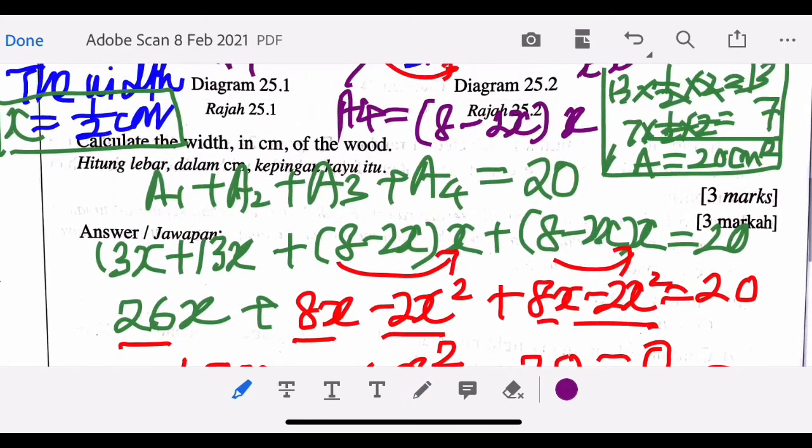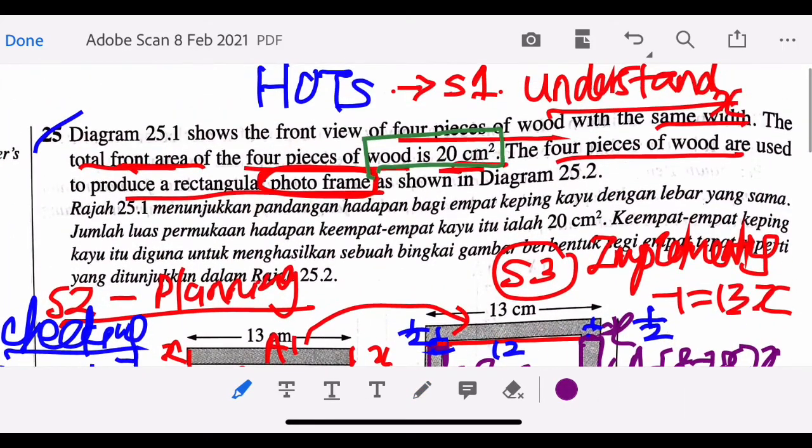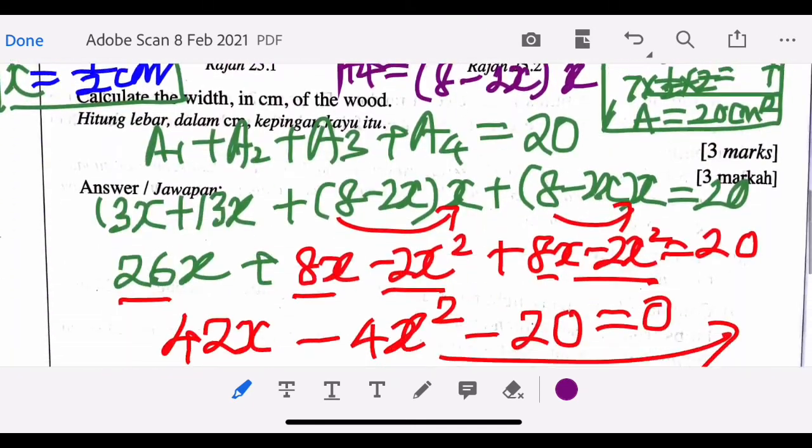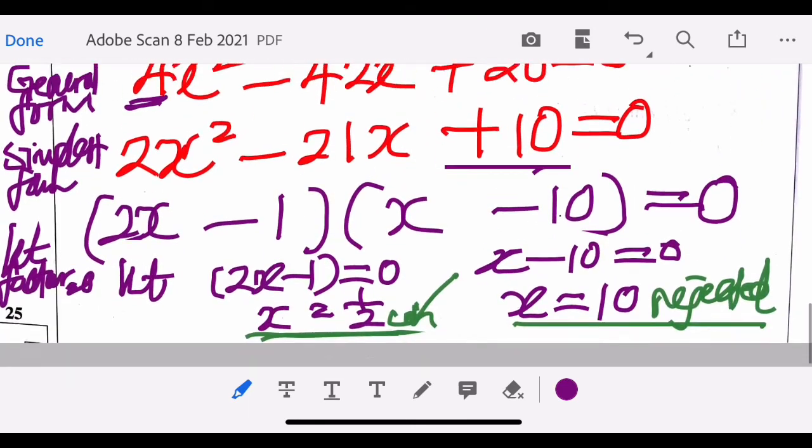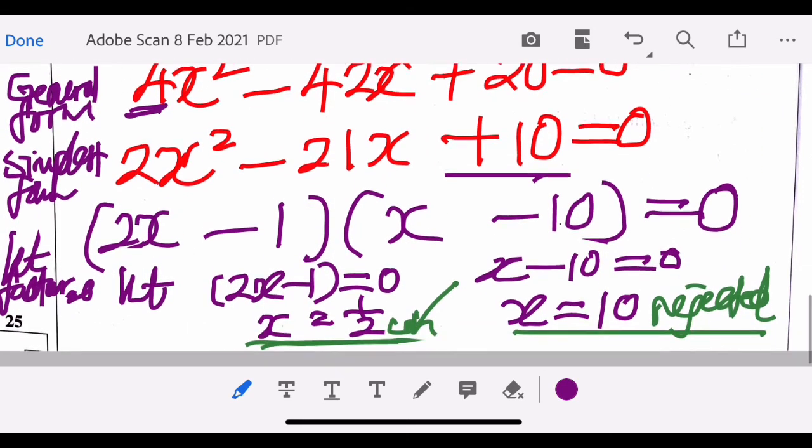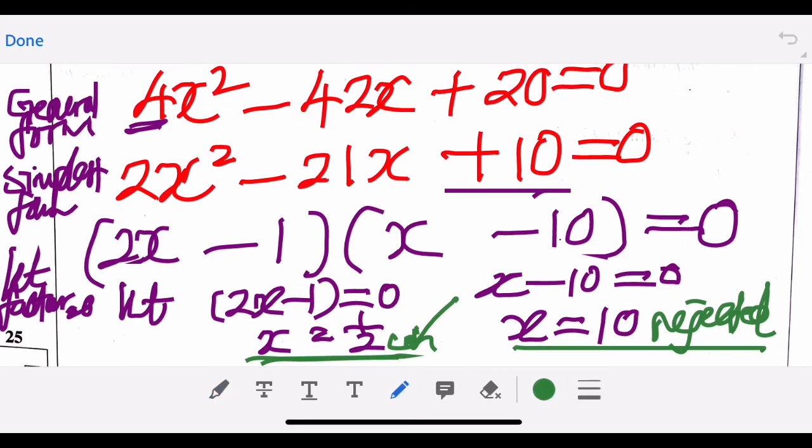Follow the unit. The unit is centimeter, so you have to use centimeter as the length of the width. Understand? So this is the solution for this question. The solution is x equal to 1 over 2 centimeter or 0.5 centimeter, the width of the wood.